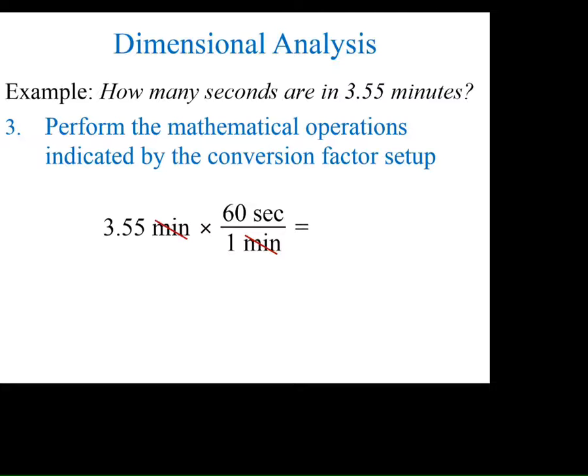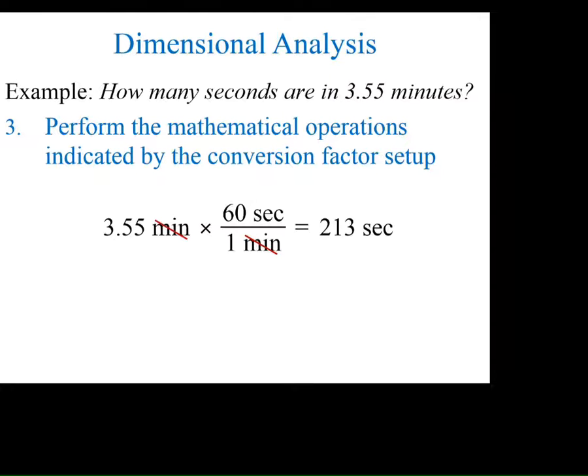The last step, like I said, is to go through and punch this into your calculator. I'll say it again: whatever's on the top, you multiply by; what's on the bottom, you divide by. So 3.55 times 60 divided by 1. You don't need to enter the 1, of course. But you punch that in and you would get 213.